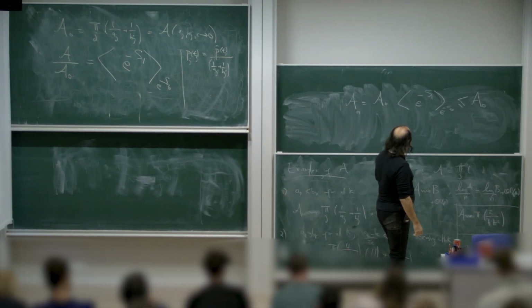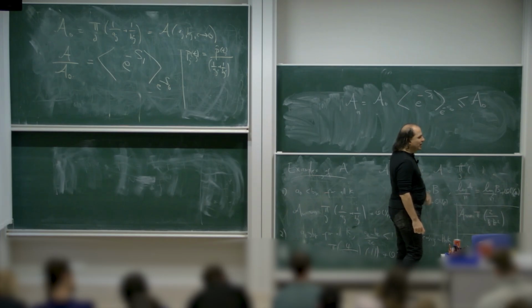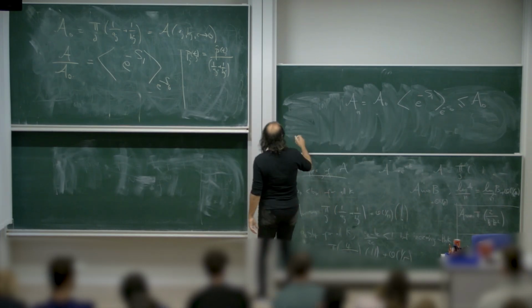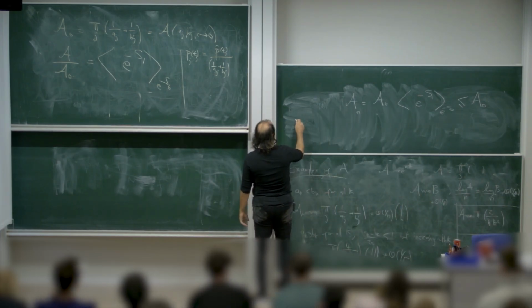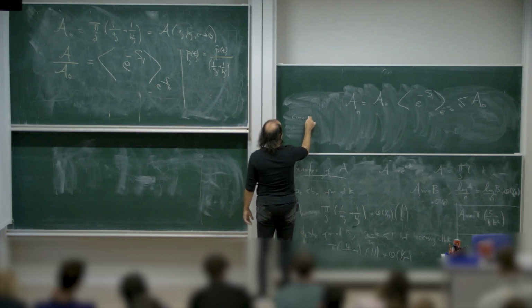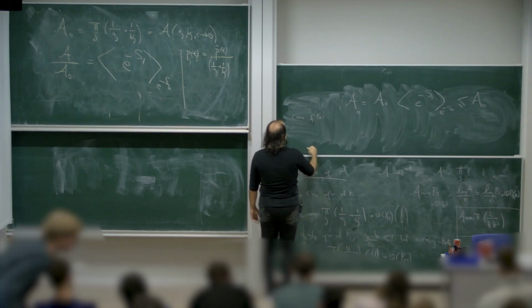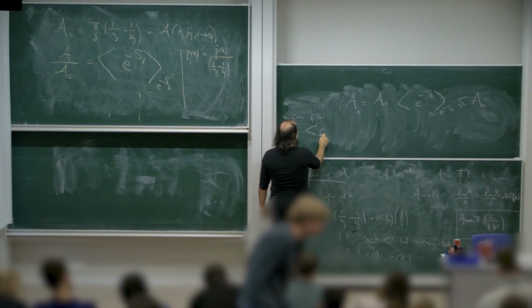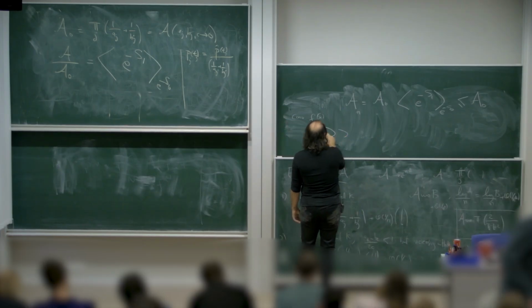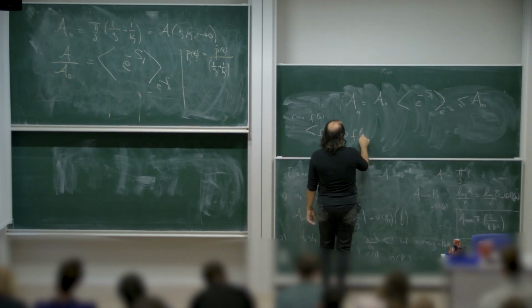We also have a cheap lower bound on the amplitude. The cheap lower bound is from Jensen's inequality. Jensen's inequality says that if you have a convex function f of x, the average of f of x is bigger than f of the average of x.